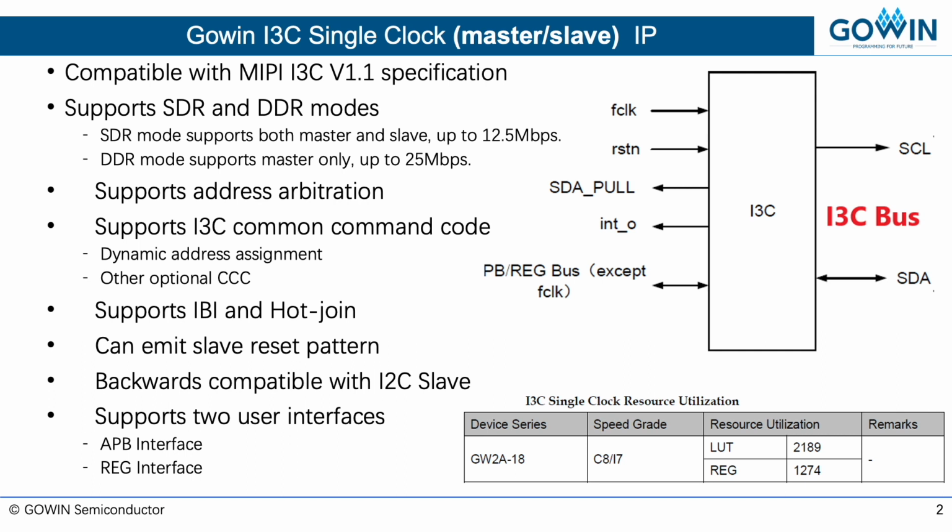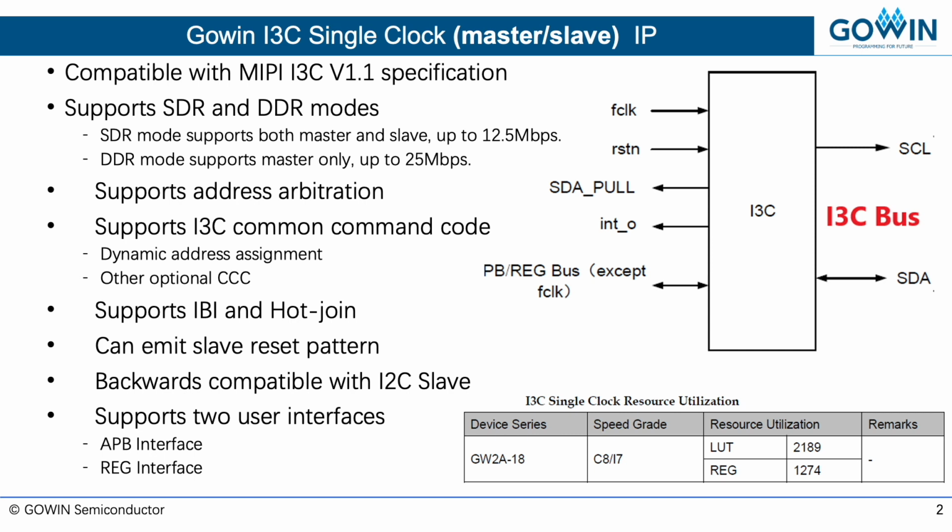The first of the GOWIN I3C IPs we'll be discussing today is the I3C Single Clock Master Slave Combo IP. This IP is compliant to the I3C 1.1 version of the specification. This happens to be the latest one that has been adopted by MIPI. Here is a simplified port diagram of the IP. It has a single clock, FCLK, into the IP, and all other clocks including SCL are derived from this clock.